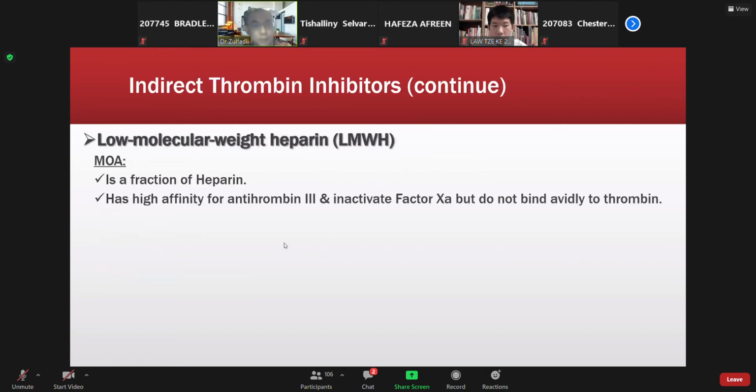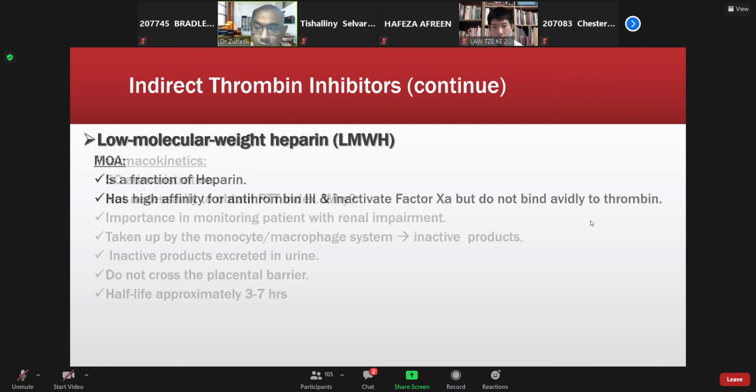That's about heparin. Now we move to low molecular weight heparin, LMWH. It is a fraction of heparin. They took the main heparin and tried to improvise it, to make sure it has better affinity towards antithrombin 3 and better action to inactivate factor 10A. But this low molecular weight heparin does not avidly bind to thrombin.